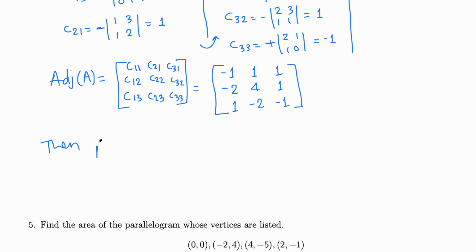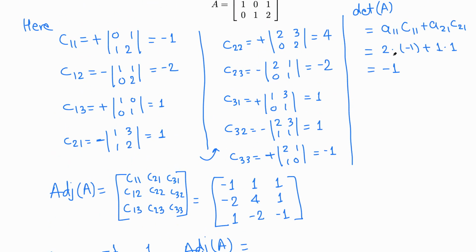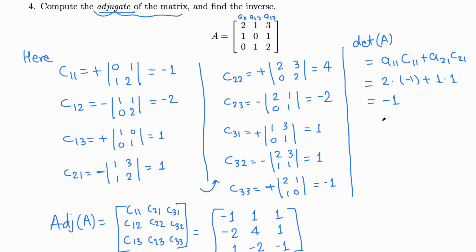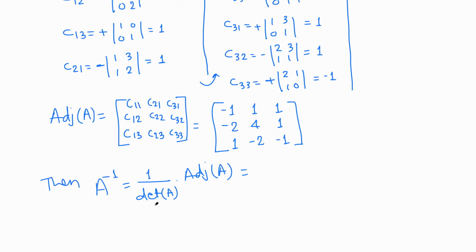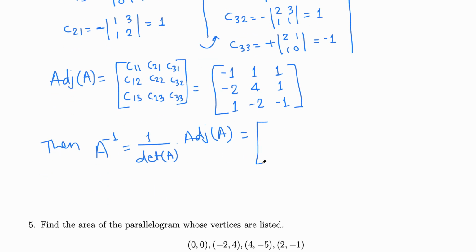Then A inverse will be just 1 over determinant of A times this matrix, the adjugate of A. So we multiply each entry by 1 over determinant of A, and we have found determinant of A to be negative 1. So we multiply by 1 over negative 1, which is just negative 1. So we multiply each entry by negative 1. So negative means this becomes positive, positive, now negative, negative, negative, positive, negative, negative, positive.